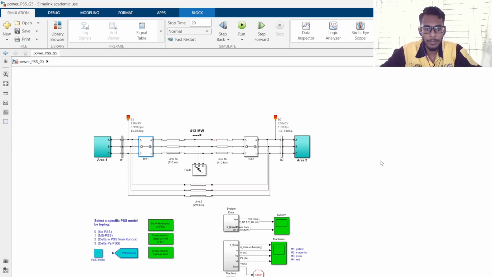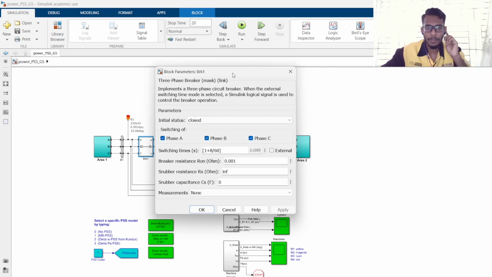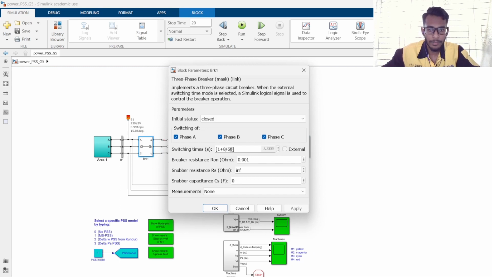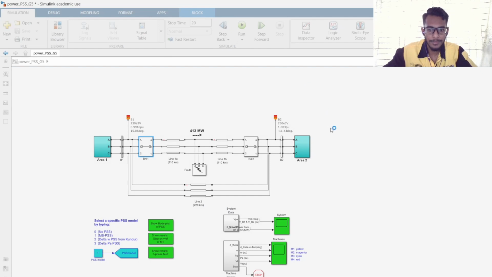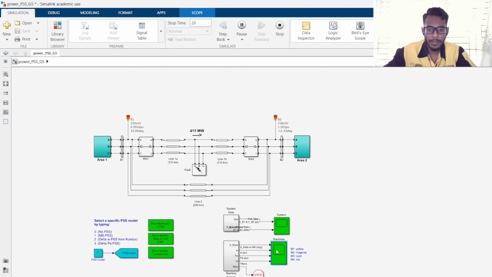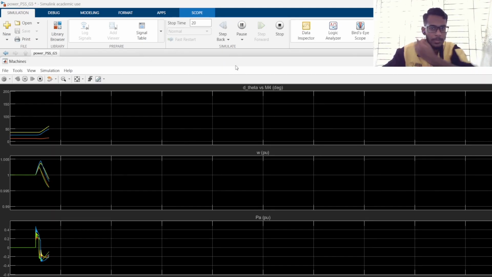Now I am going to present disturbance 7, which is temporary three-phase fault at bus 5. So first we go to the block parameters of BRK1, then we change the switching time to 1.5 to 2, then we apply, then we run the simulation. And we can get the graph for the fault.